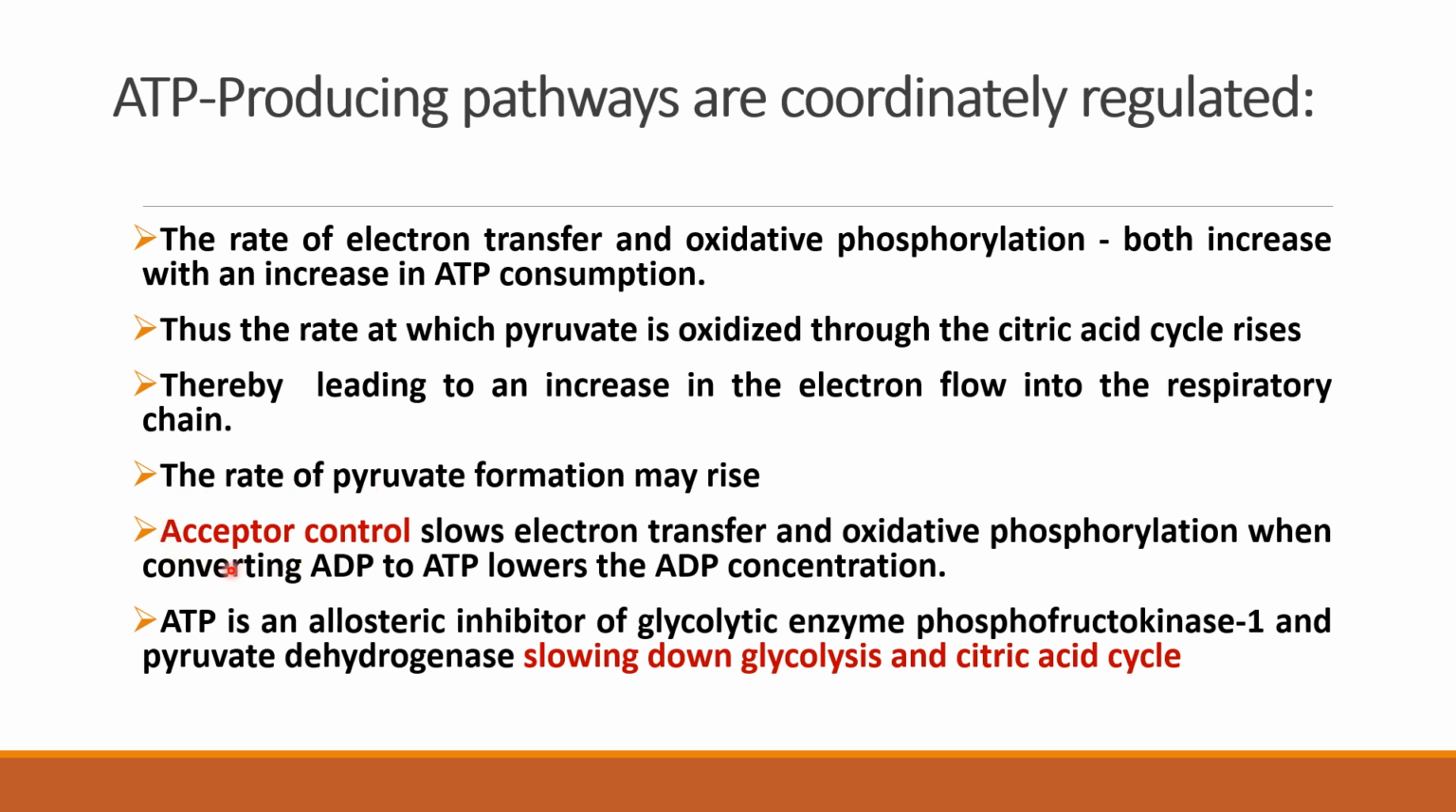We have seen that acceptor control is nothing but the levels of ADP, because ADP is the acceptor for inorganic phosphate, and finally it results in the formation of ATP. So if ADP concentration is less, ATP also will be low. So the overall synthesis of ATP will decrease. And apart from this, ATP is also an allosteric inhibitor of glycolytic enzymes like phosphofructokinase 1 and even pyruvate dehydrogenase. So both these enzymes are allosterically inhibited by ATP. That means if its concentration is high, these two enzymes will be affected. So obviously glycolysis as well as the citric acid cycle will be slowed down.